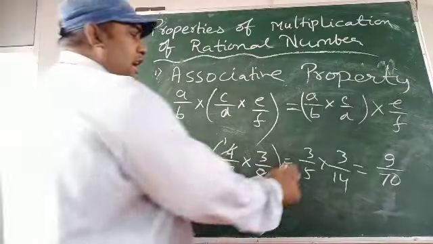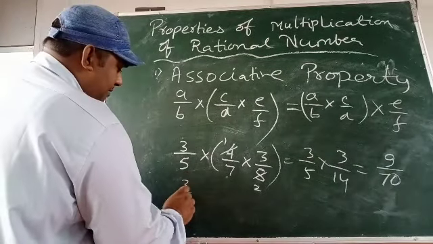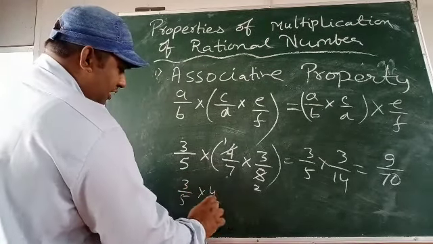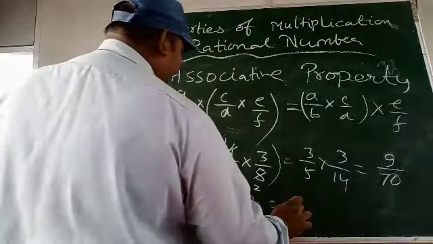Now, you get 9 by 70, and when you multiply 3 by 5 into 4 by 7 into 3 by 8, what do you get?